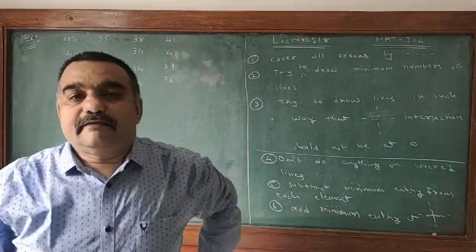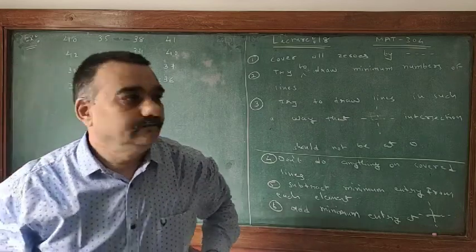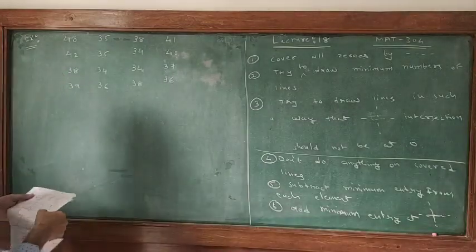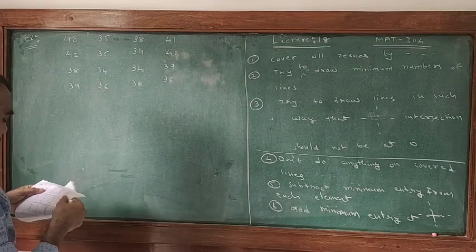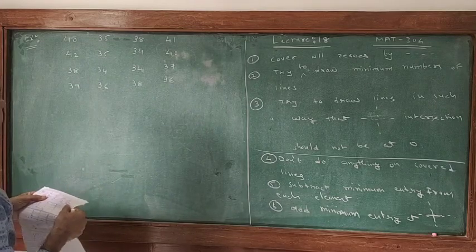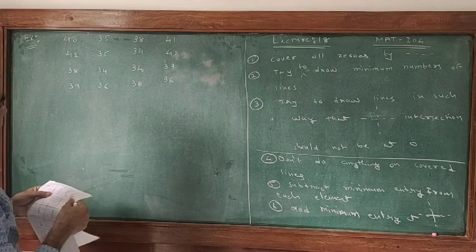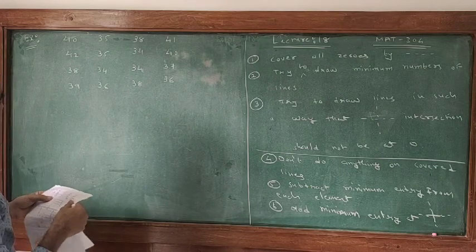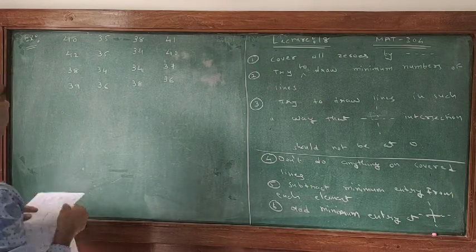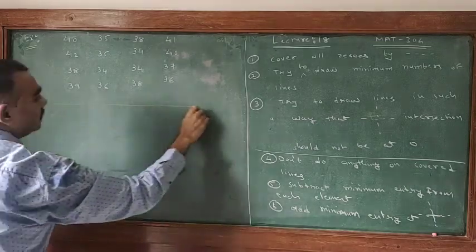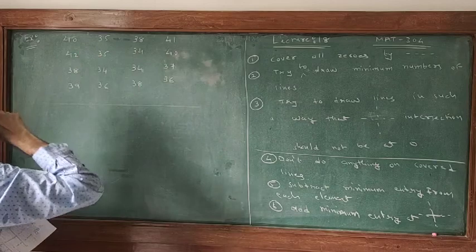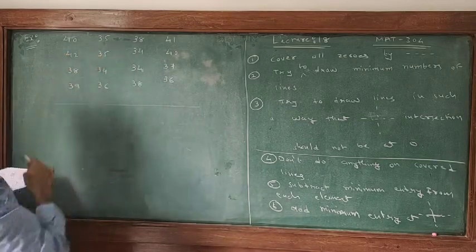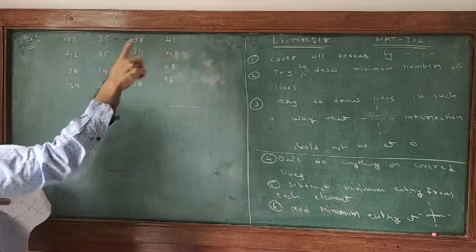Okay friends, we start with one more sum. 40, 35, 38, 41, 42, 35, 34, 40, 38, 34, 34, 37, 39, 36, 38, 36. Okay. Then we select the minimum entry from this row. I think it is 31. Therefore we have to subtract.